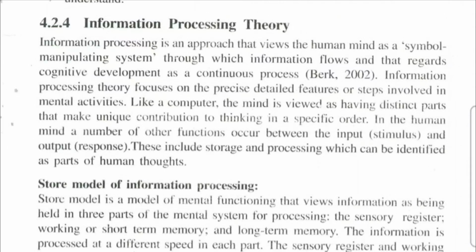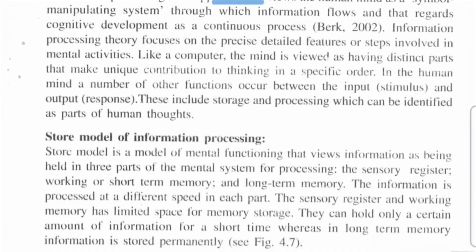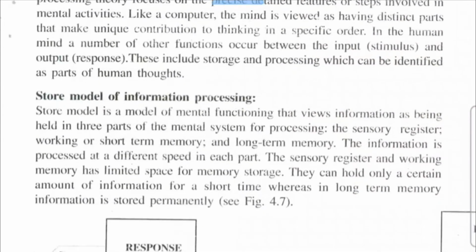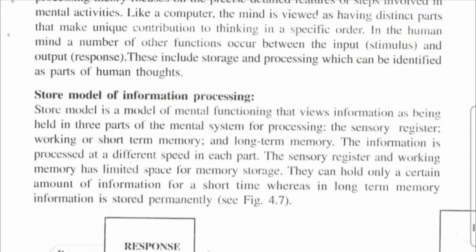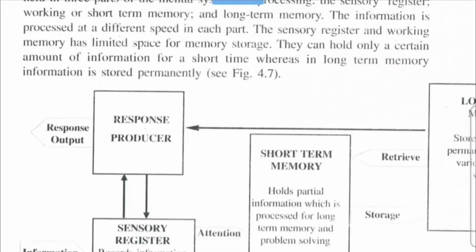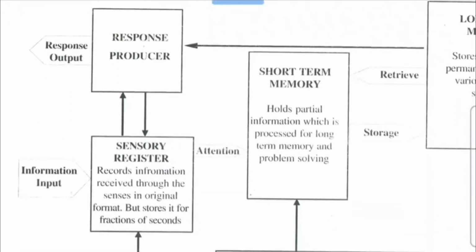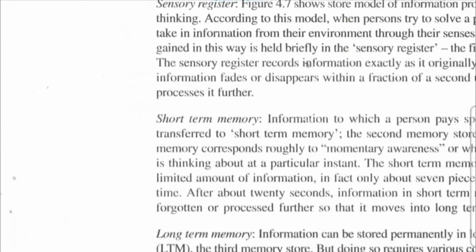Store model of information processing. The store model is a model of mental functioning that views information as being held in 3 parts of the mental system for processing: the sensory register, working or short-term memory, and long-term memory. The information is processed at different speeds in each part. The sensory register and working memory have limited space for memory storage. They can hold only a certain amount of information for a short time, whereas long-term memory stores information permanently. See Fig 4.7. Components of the store model.